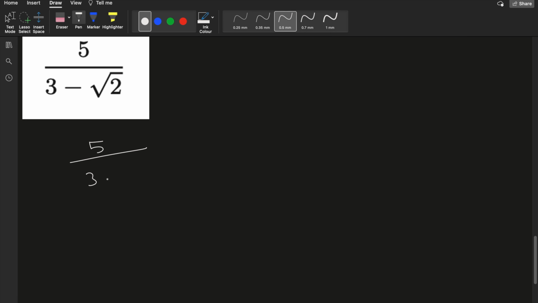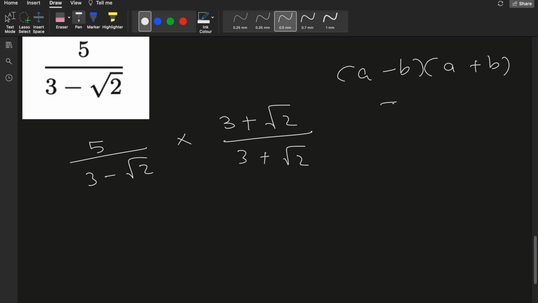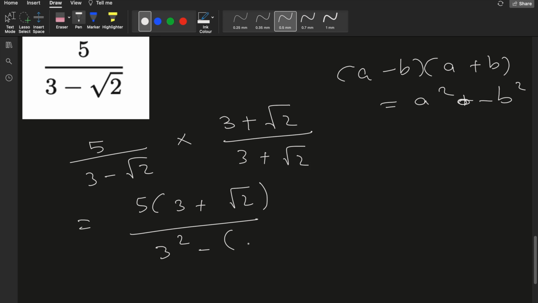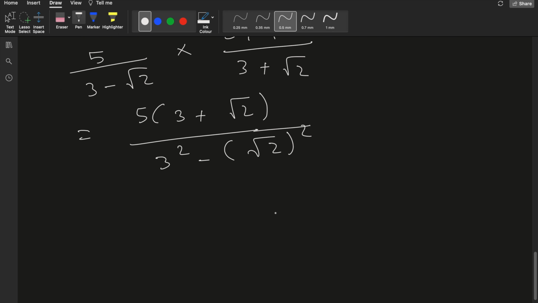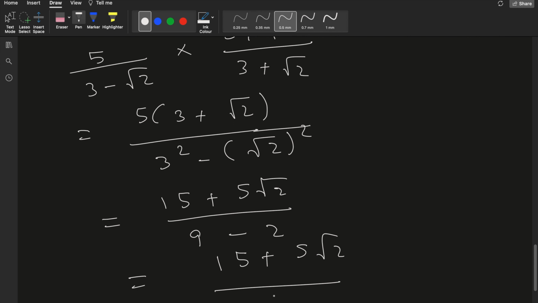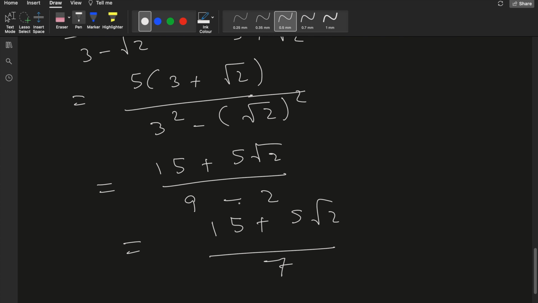So this would be 5 divided by 3 minus square root of 2. We'd have to multiply this by 3 plus square root of 2 divided by 3 plus square root of 2. So this would be in the form a minus b into a plus b. That would equate to a squared minus b squared. So now what we can do is 5 into 3 plus square root of 2 divided by 3 squared minus square root of 2 squared. Now we can simplify this. We multiply 5 into 3, so that's 15, plus 5 into square root of 2 divided by 3 squared is 9 minus square root of 2 whole squared we just saw is 2. So this would be 15 plus 5 root 2 divided by 7. So we could leave it like this. This is our final answer.